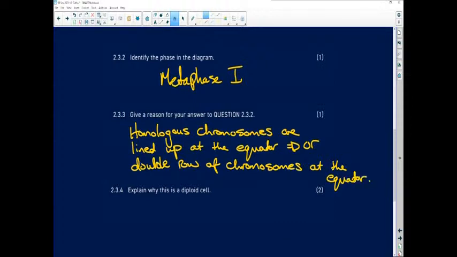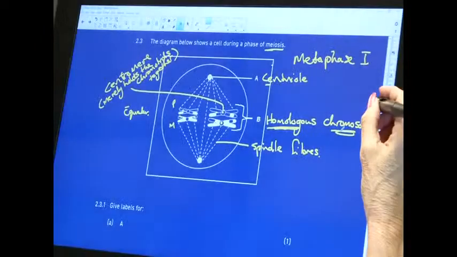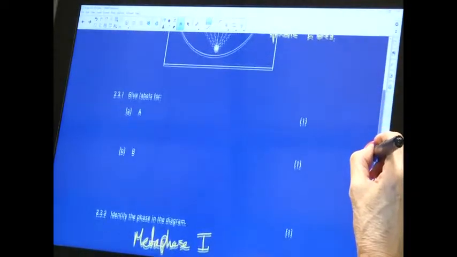Okay, then explain why this is a diploid cell. Now, if we look back at this diagram, why is it a diploid cell? Because it has homologous chromosomes. If it had already undergone reduction division, you would then have individual chromosomes at the equator, and they would then end up with chromatids in each cell, which would become daughter chromosomes.